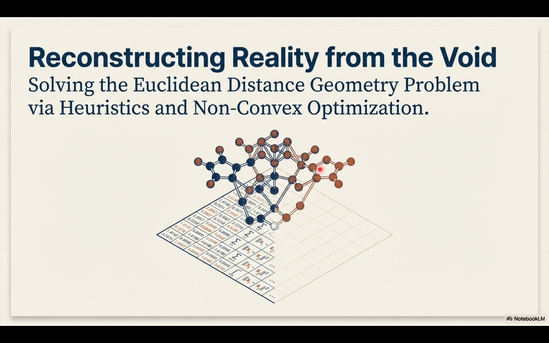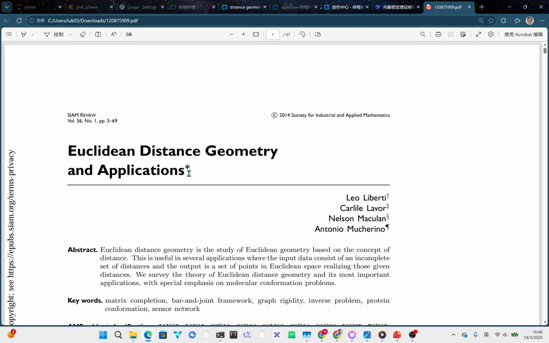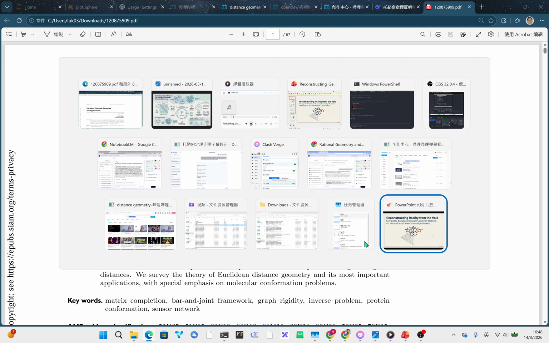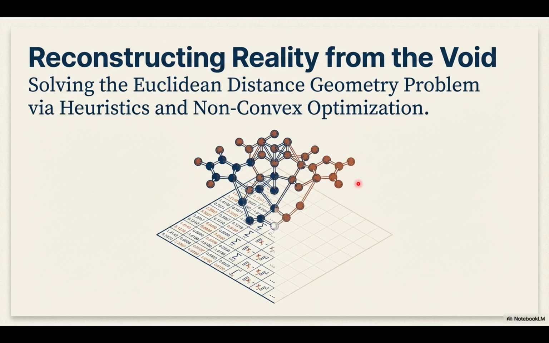And to figure out how this actually works, we're jumping into a stack of seriously impressive sources for today's deep dive. We're looking at a pretty dense mathematical survey from the 2014 SIAM Review by Leo Liberty and his colleagues, and we're pairing that alongside a modern presentation literally titled Reconstructing Reality from the Void. That is quite the title. It's intense, right? So our mission today is to explore the Euclidean distance geometry problem, or the DGP, and really understand how mathematicians basically fold the invisible and recreate reality out of thin air.